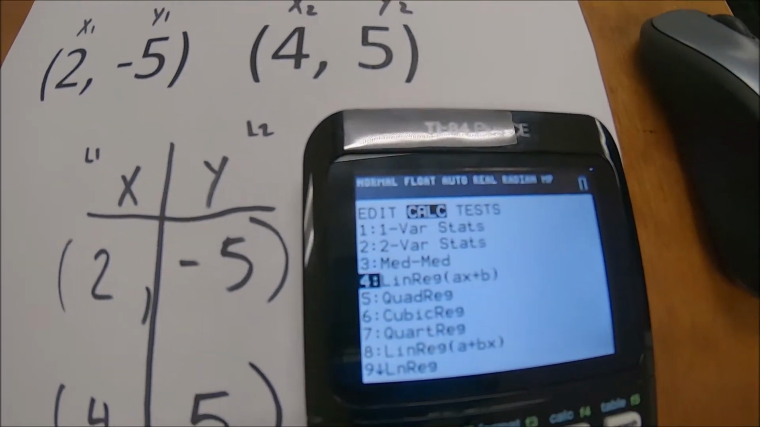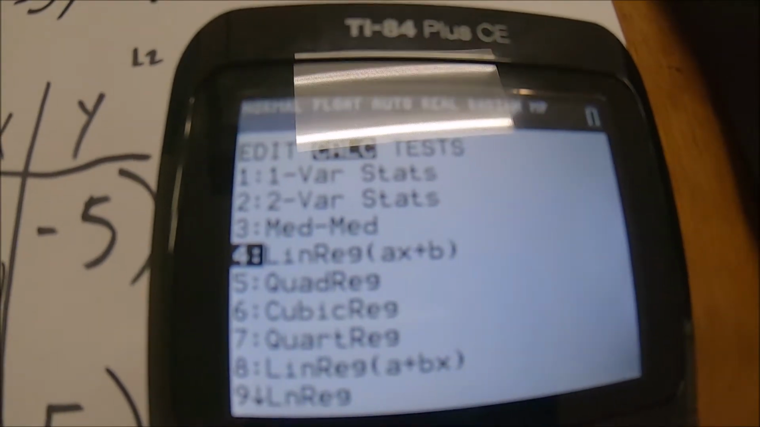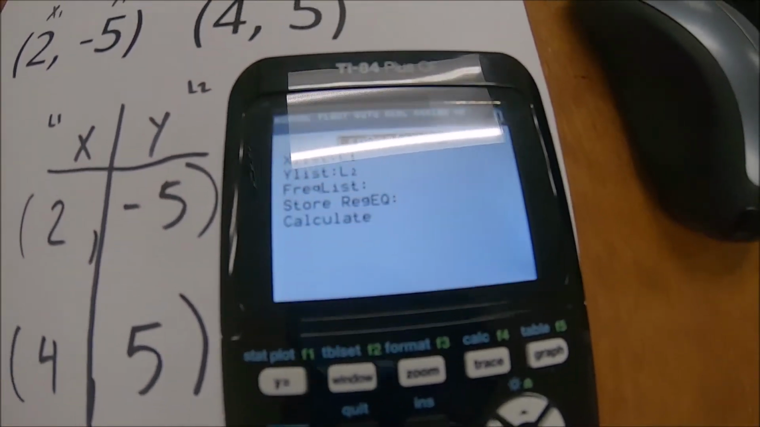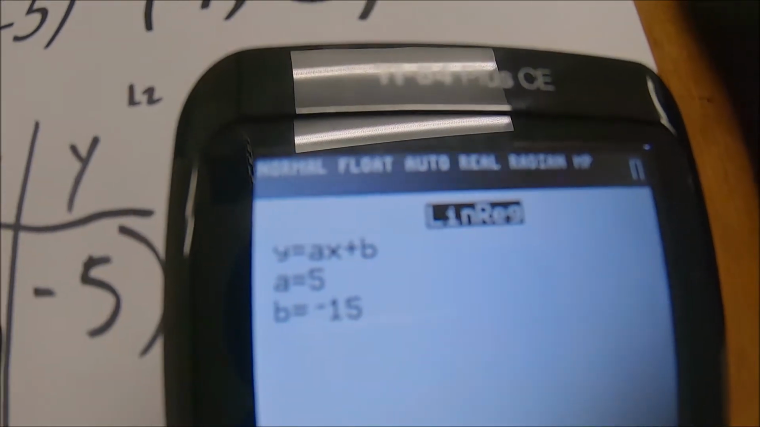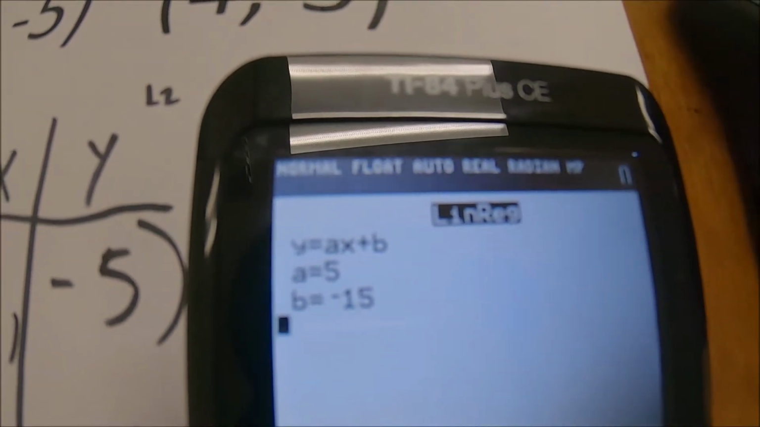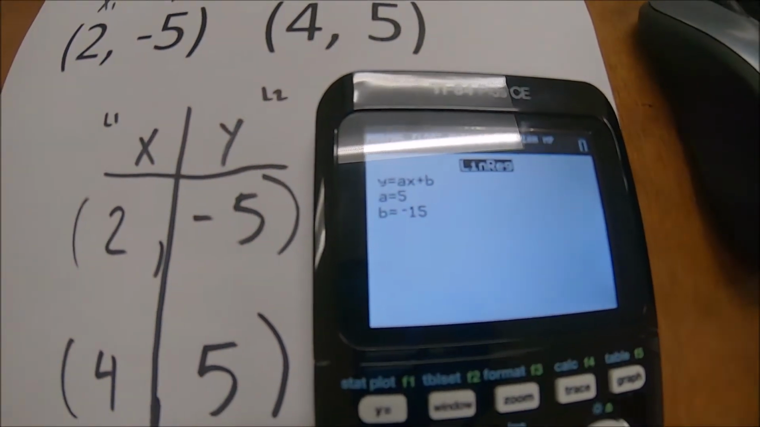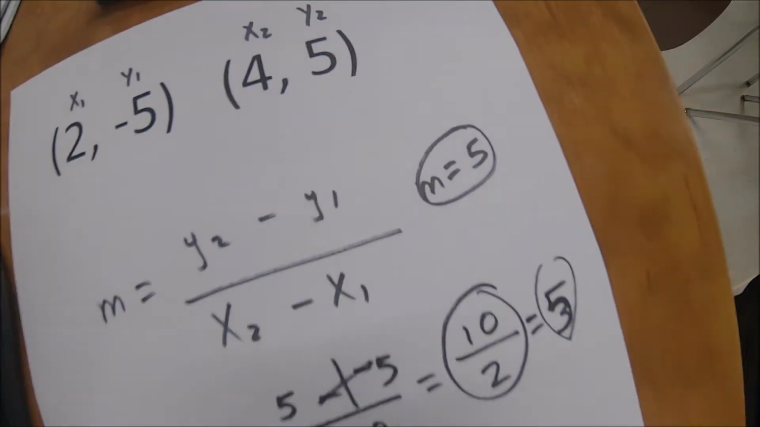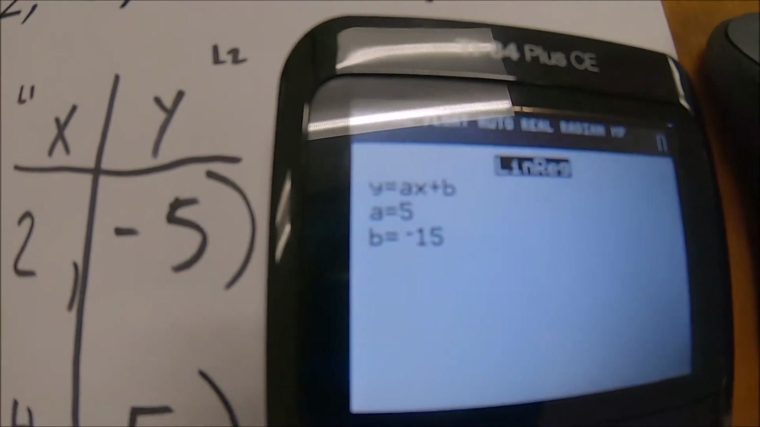I'm going to move over to calculate. And what we want to find is the linear regression, the ax plus b or mx plus b. So I'm going to choose option number 4, go all the way down to where it says calculate, and hit enter. As you can see, it gives me the equation y equals ax plus b, where the a value is 5 and the b value is negative 15. Which reaffirms that we did this over here correctly, because we got the slope of 5, and here my slope is 5 and the y-intercept is negative 15.